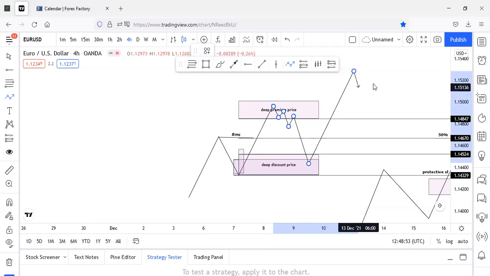Then we're going to have another kind of pullback again. They can start creating liquidity, understand, stuff like that. So they are going to push it to the discount price again. How are you going to get that again? You just have to, sorry about that.